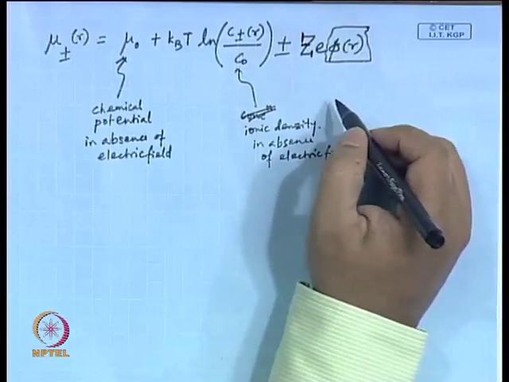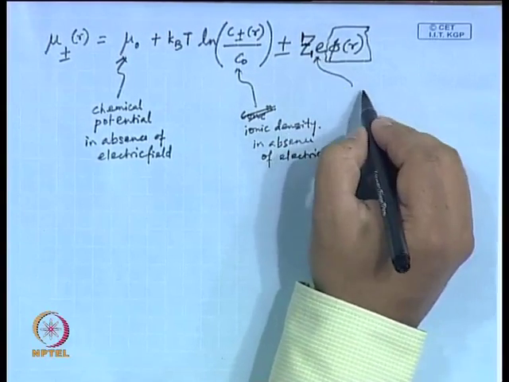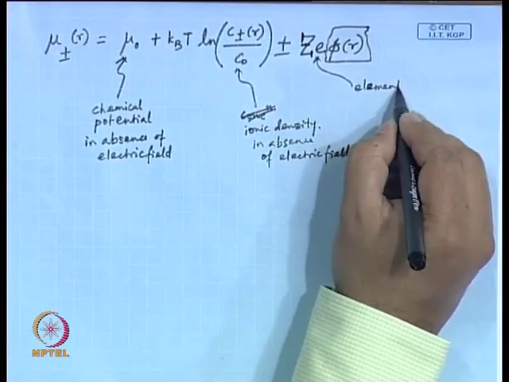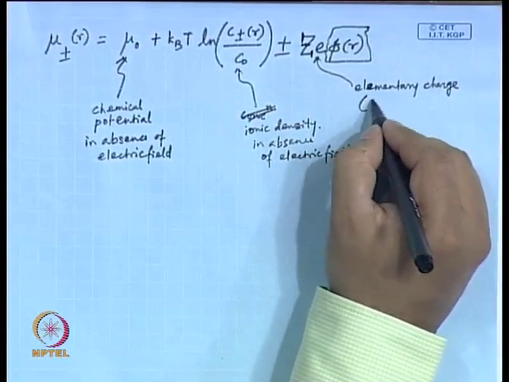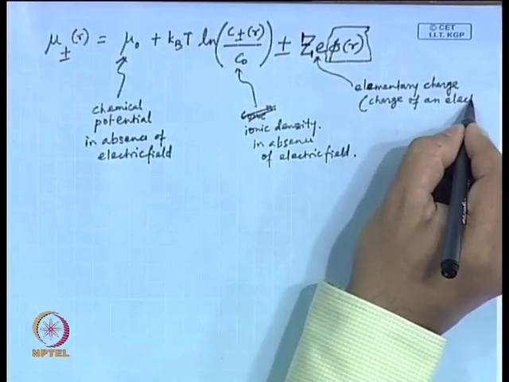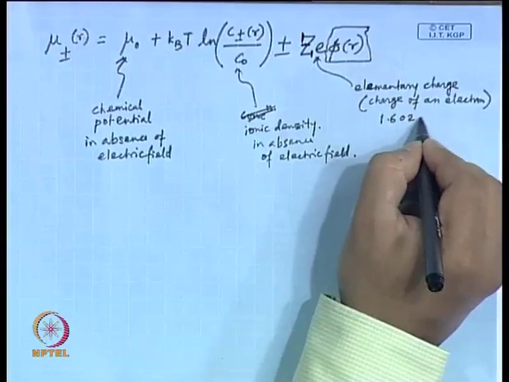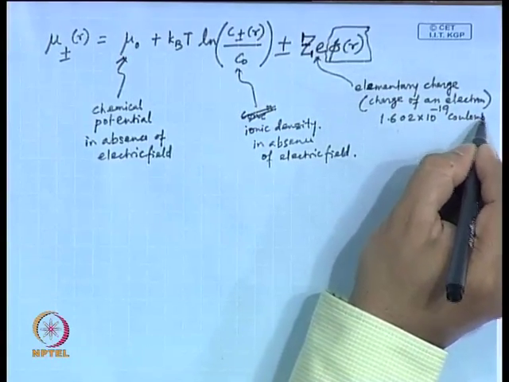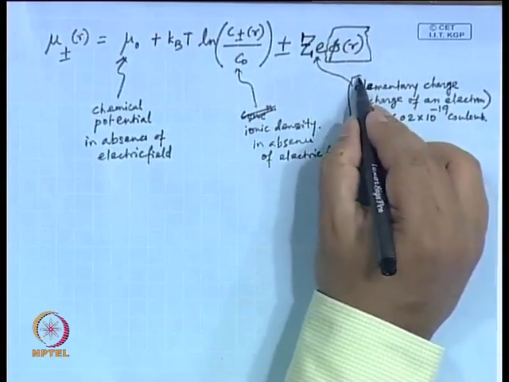So, Z would be the valency number, and this e is the elementary charge. Elementary charge basically means the charge of an electron, its value is 1.602 into 10 to the power minus 19 coulomb. So, this e is the elementary charge.